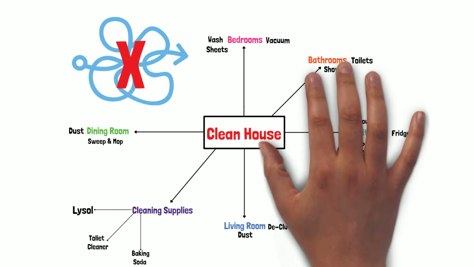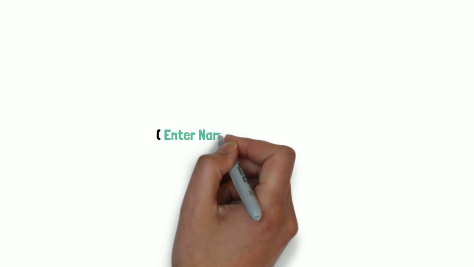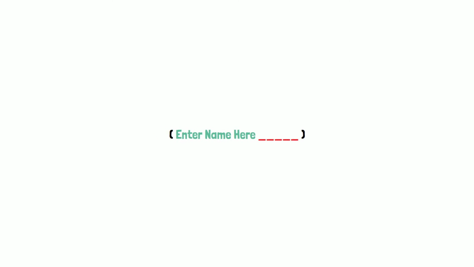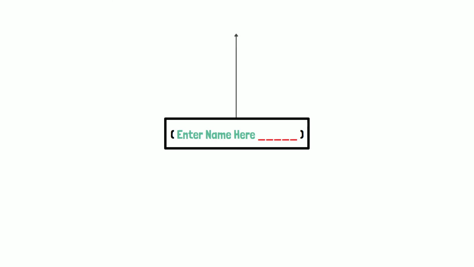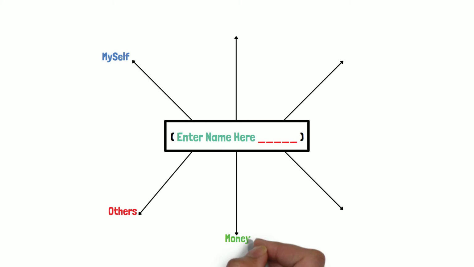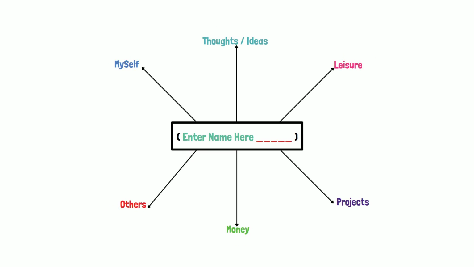So how would we make one of these mind maps about ourselves? To make a mind map about yourself, you would follow the same concept as we did for cleaning the house, but write your name in the center of the page instead. For this example, we will make 6 subtopics and make them 6 of the most important areas of our lives, being ourselves, others, money, projects, leisure, and thoughts or ideas.